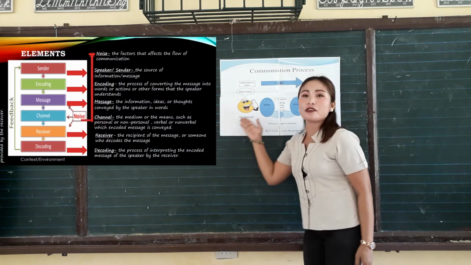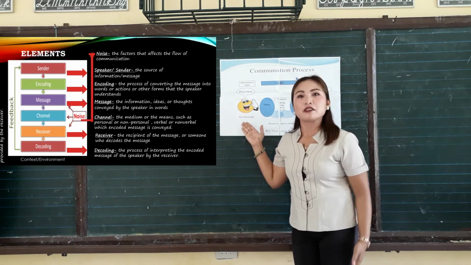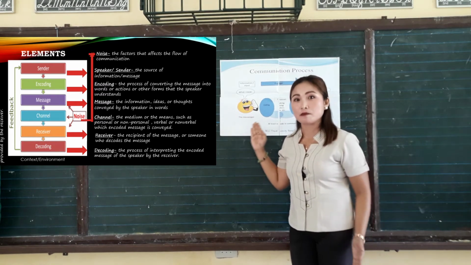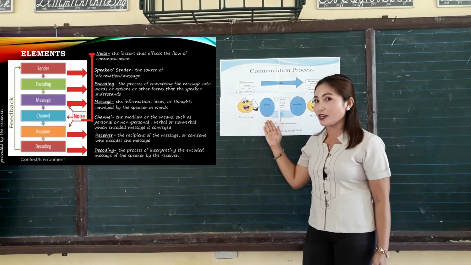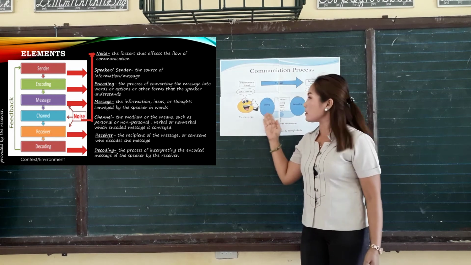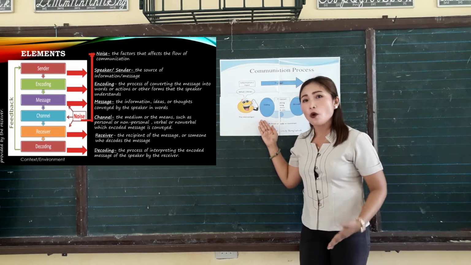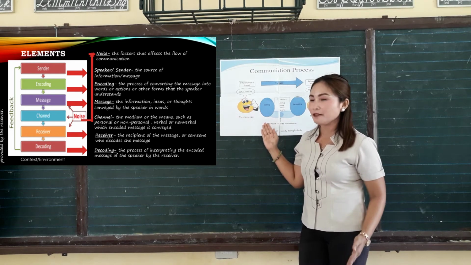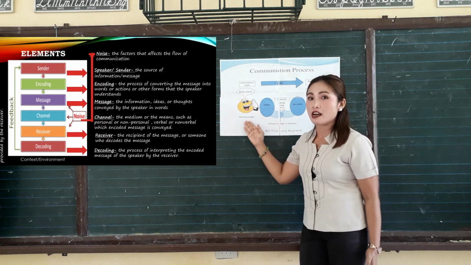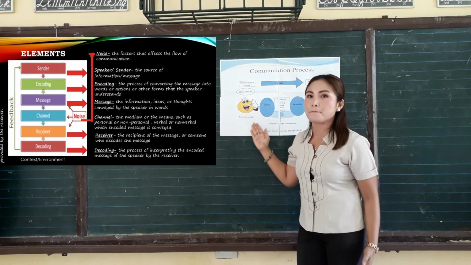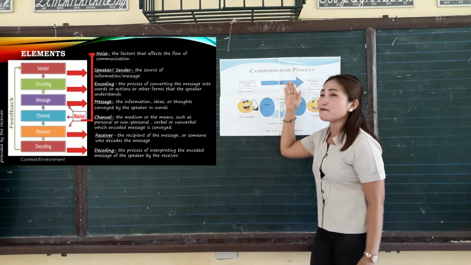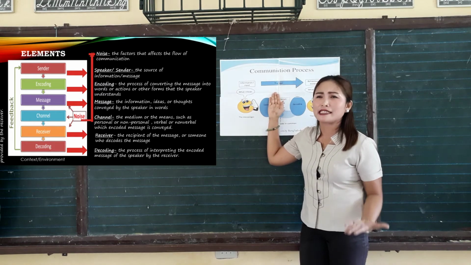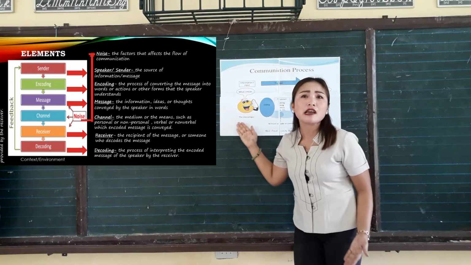First, we have the sender or the speaker, the source of information, the source of messages, the one who sends the message. Next is encoding, the process of converting messages into words or actions or in any forms that the speaker understands. Meaning to say, encoding, it is the speaker who encodes the message. Next element is the message. These are the emotions, the information, the thoughts, the ideas being conveyed by the speaker.